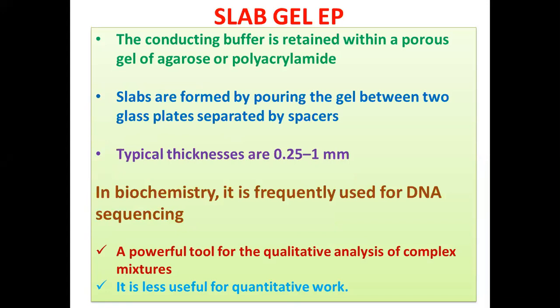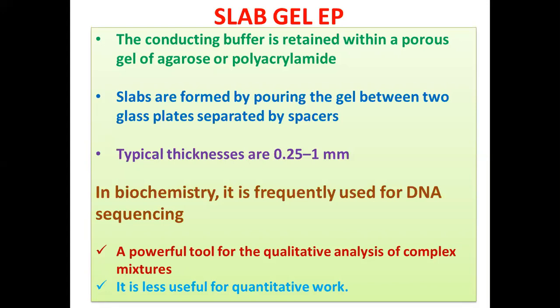So here, as I told earlier, in the slab gel electrophoretic technique, a buffer solution, which is said to be the conducting buffer, is going to be retained within the porous gel of agarose or polyacrylamide. Mainly, the agarose or polyacrylamide will be immobilized in between two glass slabs. If you don't have glass slabs, you can even use plastic slabs. You place the glass slabs or plastic slabs either vertically or horizontally, and these two slabs are going to be separated by means of a spacer. In between these two glass slabs, the gel is going to be immobilized, and the typical thickness of the gel is going to be 0.25 to 1 millimeter. So this gel is having direct contact with the buffer solution.